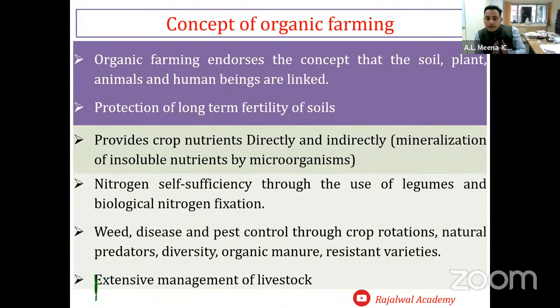Then weed, disease, pest control through the crop rotations, natural predators, diversity, organic manures, and resistant varieties. If we are using these, we can control the weed, disease, and pest also in our organic farms. And then extensive management of the livestock. Livestock is an integral part of our organic farming.